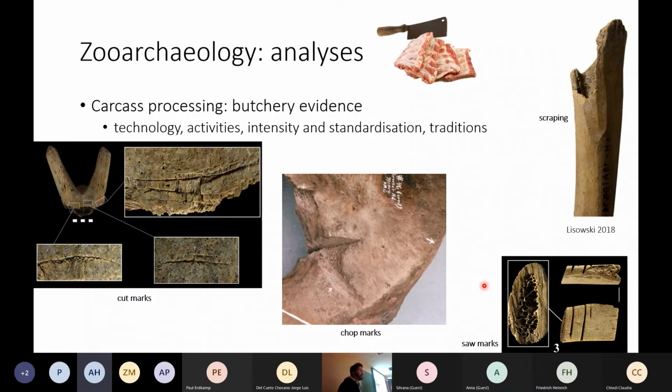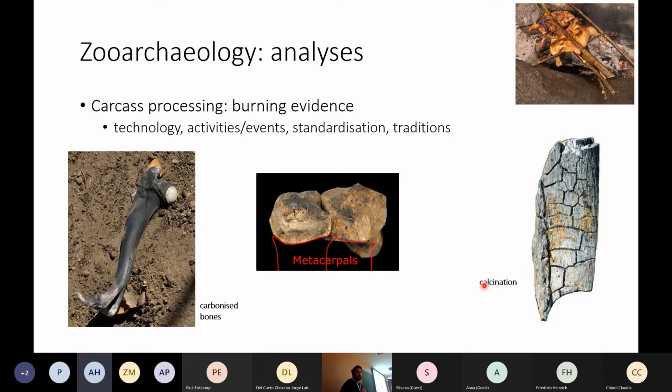Butchery marks are also often left on the bones while the animal was being processed, and they can tell us a lot about the technology employed in carcass processing. Based on intensity and standardization, we can see whether the pattern was an intensive, specialized, large-scale process of butchery, or more an ad hoc butchery of animals, and so on. For the same reason, burning marks can also be useful to reconstruct carcass processing and other taphonomic processes.